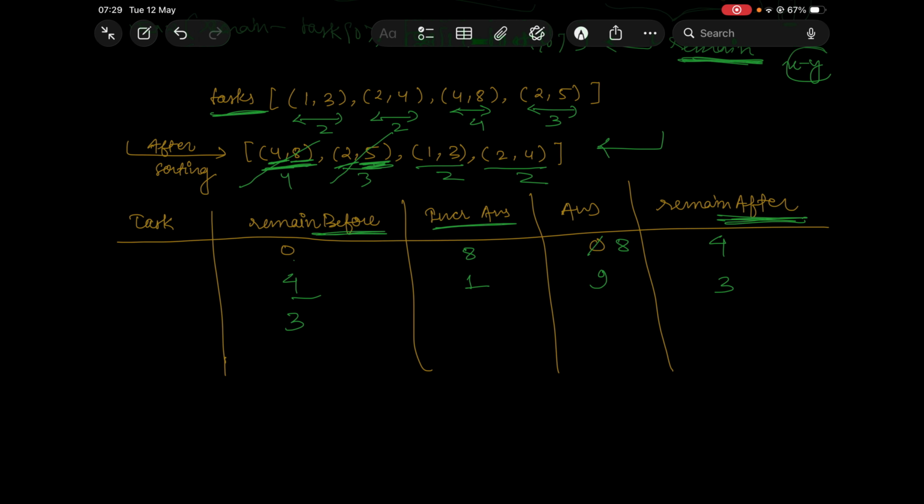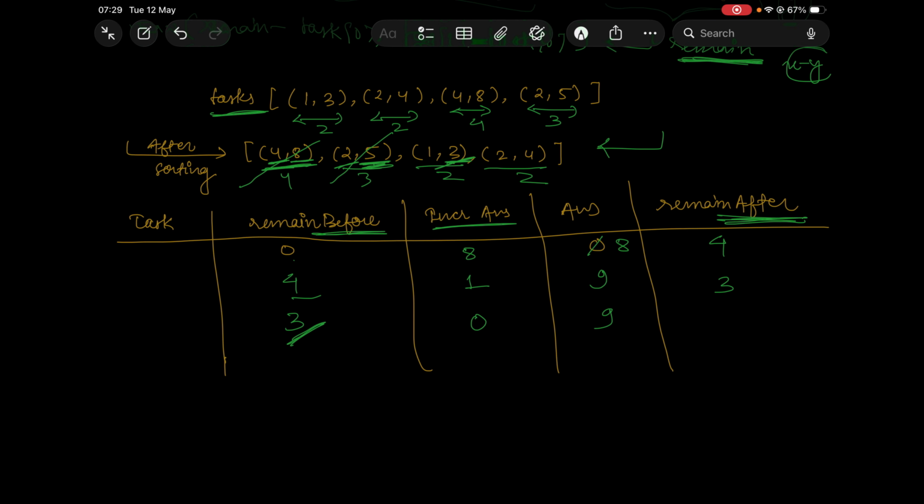Now we started with remaining as 3, and this requires 3 only. Okay, and it required only 3, so we don't need to increment anything. Because 3 is our current energy before even starting, and 3 is the minimum required, so we don't need to add anything. So we incremented 0.